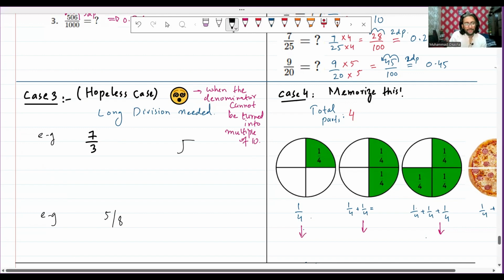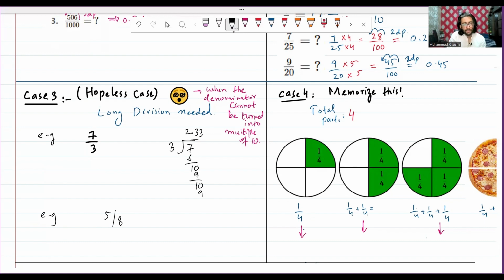So you'll put 3 outside, you'll put the numerator inside. 3 2s are 6, you're left with 1. Put a point, then you'll get a 0 here. 3 3s are 9, you will get a 1. Put again 0, 3, 9. I think this is going to keep on going on and on. So this is a recurring decimal, 2.33. I'm going to keep getting a 1 here at the bottom. I'm going to keep putting a 0, and I'm going to keep getting 333 on and on.